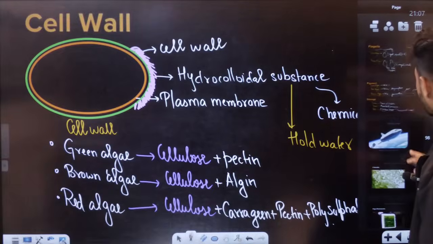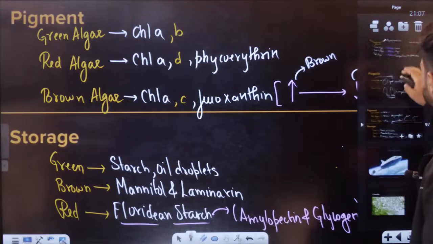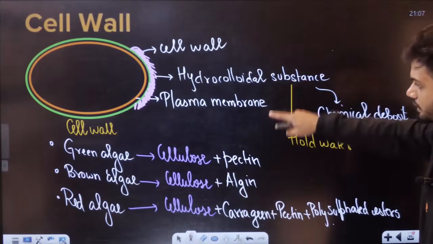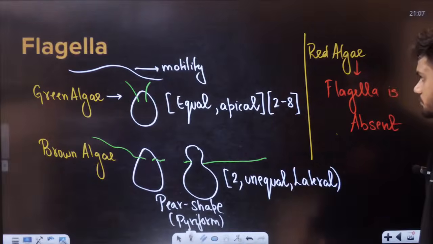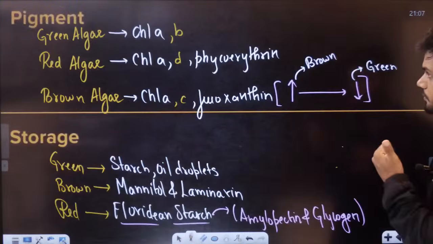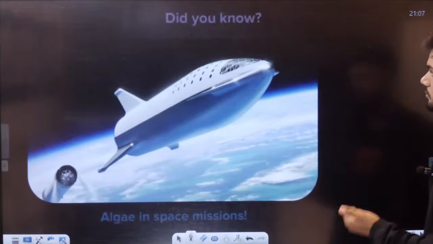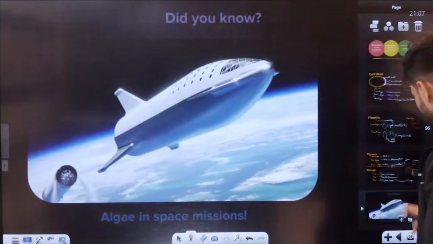Okay, students. Now, we have the pigments done. All the cell wall done. Green, brown algae, pectin, algin, carrageenan. Flagella done. Pigment done. Storage done. Students, all this is not required further.